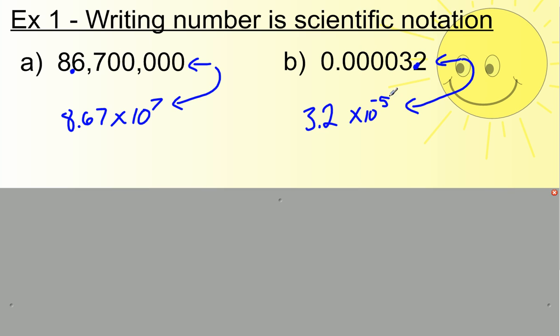And the size of the exponent is how many places you would move the decimal from where it starts to where you want it. In this case, you moved 5 times, so it was a 5. In this case, 1, 2, 3, 4, 5, 6, 7 times, so it's a 7.